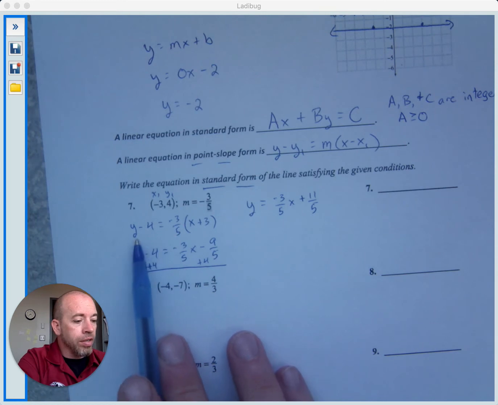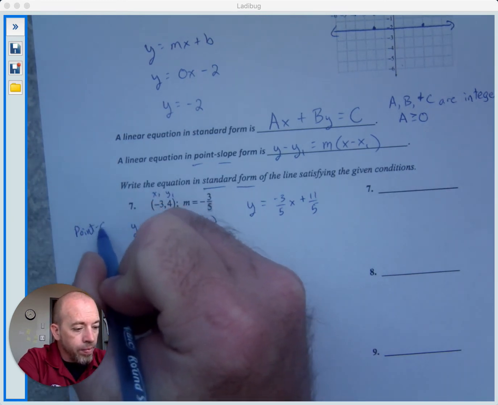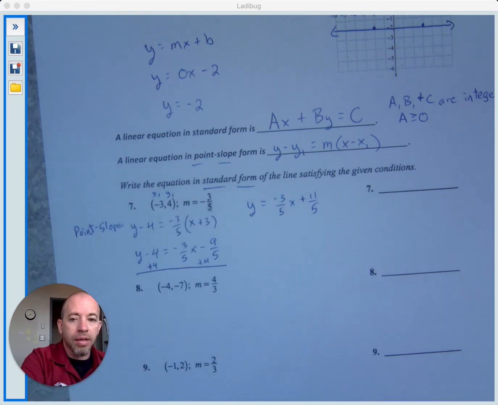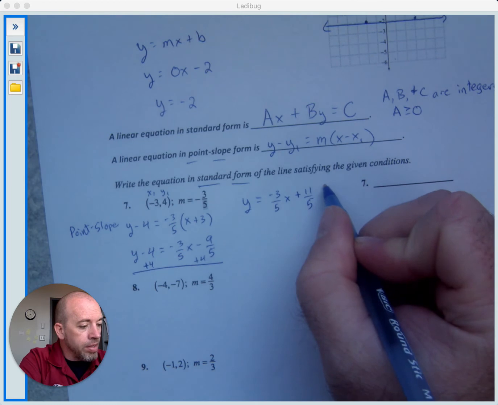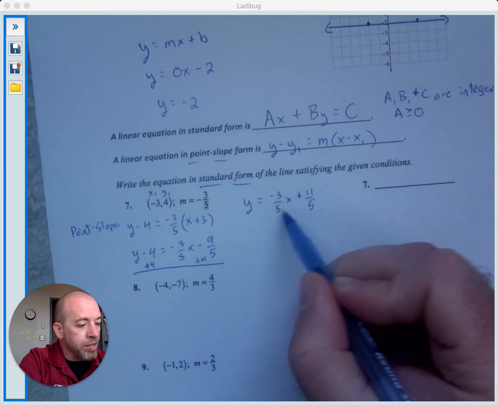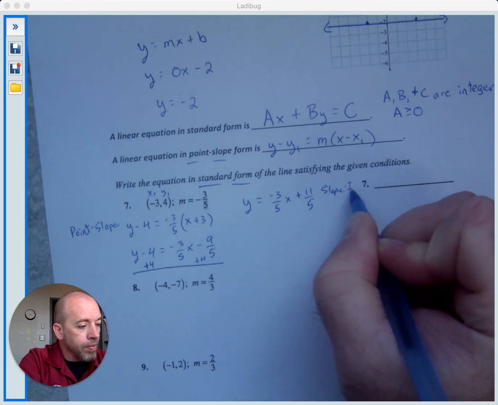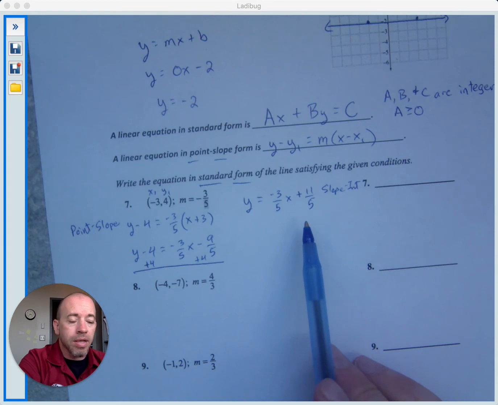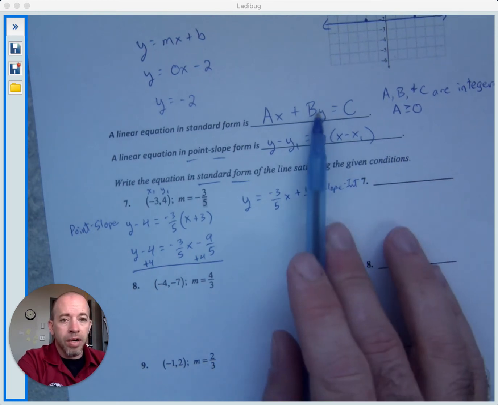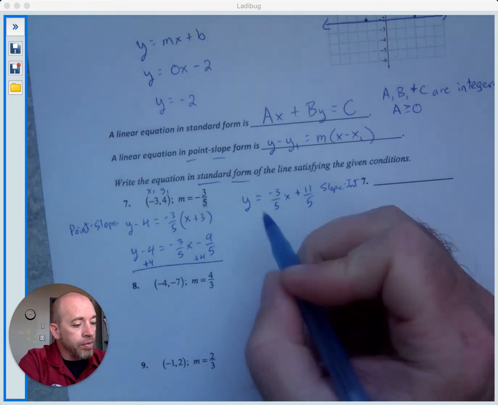Alright. So let's see what I have here so far. So I started, this is my point-slope form. Started with that. I worked my way to this guy, which is slope-intercept, right? We have y equals mx plus b, that's slope-intercept. But what I want to get is standard form. And standard form has all the x's and y's on one side. So I'm going to add the 3/5 x to both sides.